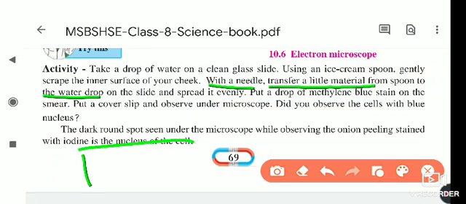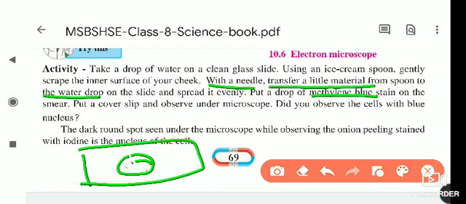On that slide, we put the material from our mouth, which is live cells, into the water drop, and afterwards we observe it under the microscope. Did you observe the cells? Now we have to stain it, which means we color it with methylene blue stain on the smear. Whatever we take from the mouth is called a smear. Put a cover slip and observe under the microscope.